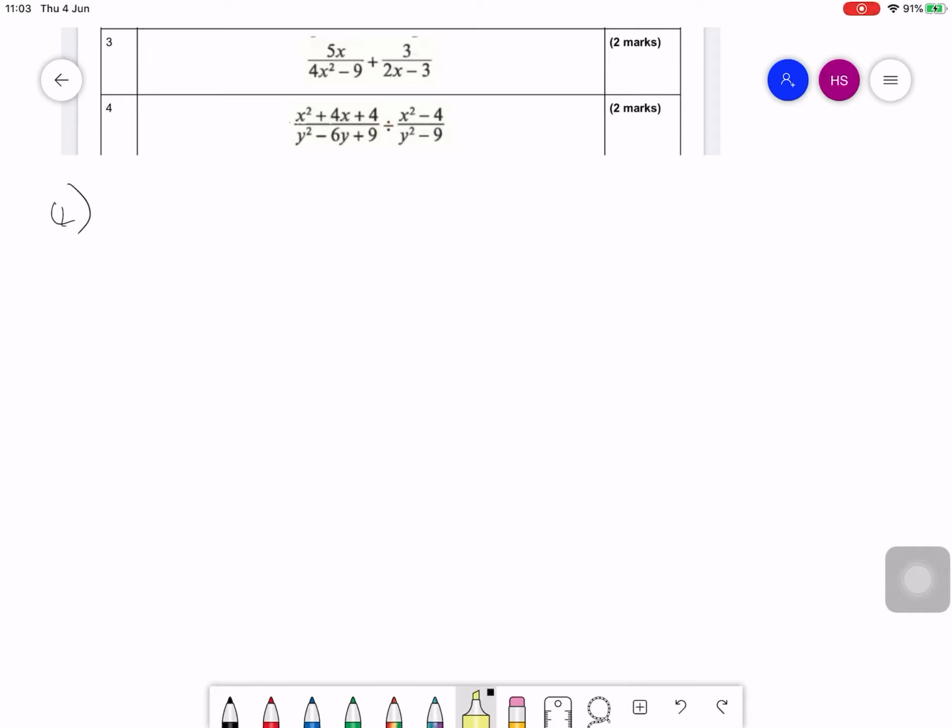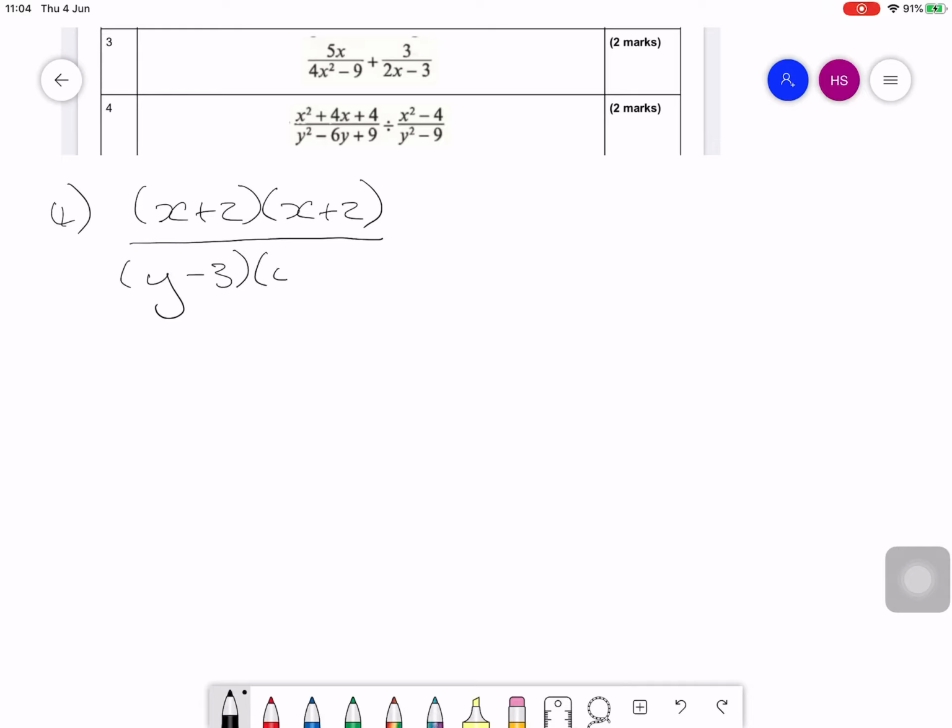That first numerator factorises to x plus 2 times x plus 2. Obviously that is x plus 2 all squared, but I'm going to write it out as the 2 separate factors like that because my next step is going to be to see if I can do any cancelling. The y squared minus 6y plus 9 is going to factorise to y minus 3 times y minus 3.